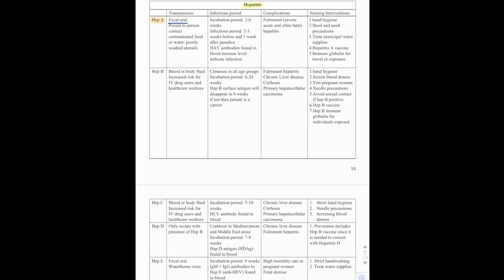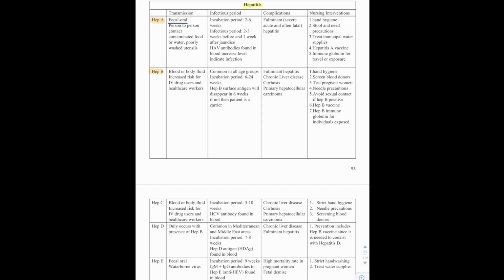Nursing interventions: we want good hand washing. When handling stool, we're just being careful, always using the precautions, treating municipal water supplies, and giving the hepatitis A vaccine. There is an immunoglobulin for travel or exposure.